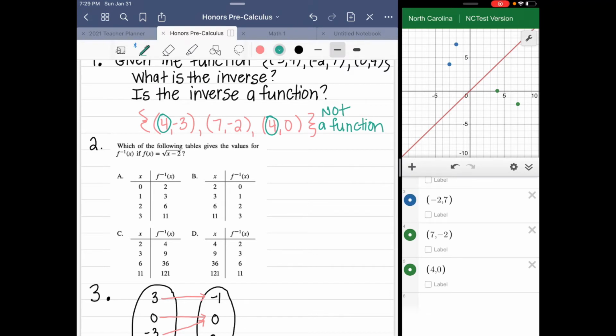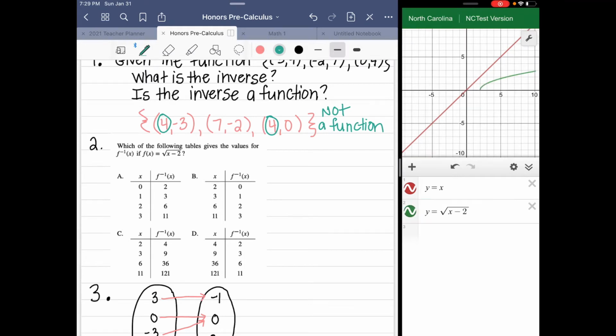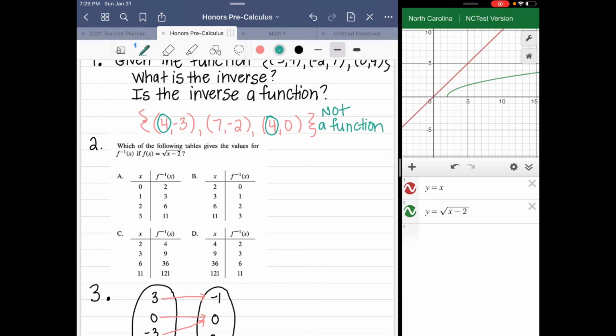All right, so then the next one says, which of the following tables gives the values for the inverse? And I know we're talking about the inverse because it has that negative 1, if the original function, f of x, is the square root of x minus 2. So they want to know which table represents that. Well, let's list some values in my table and put those together.